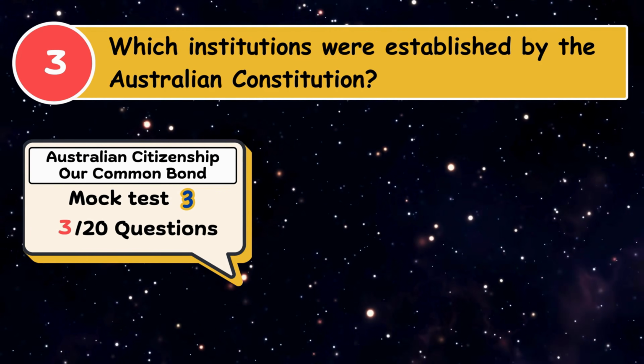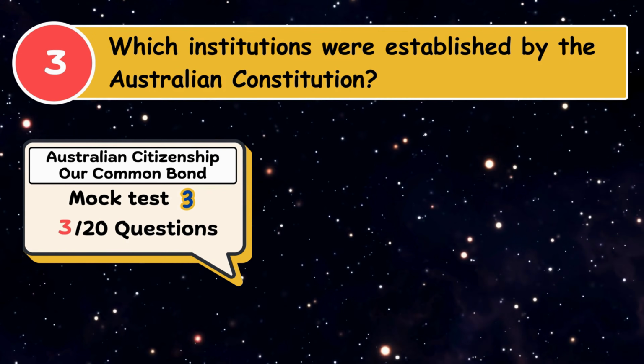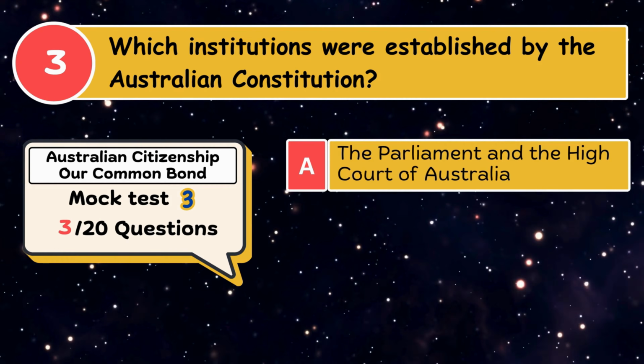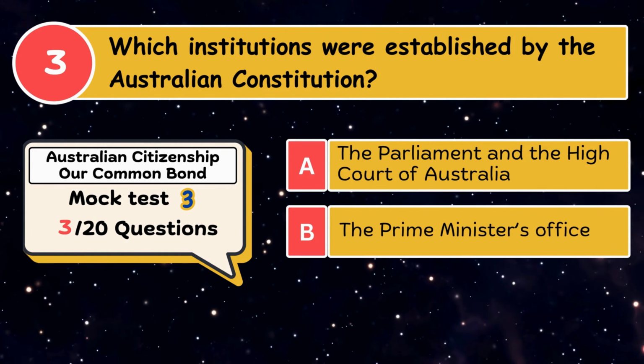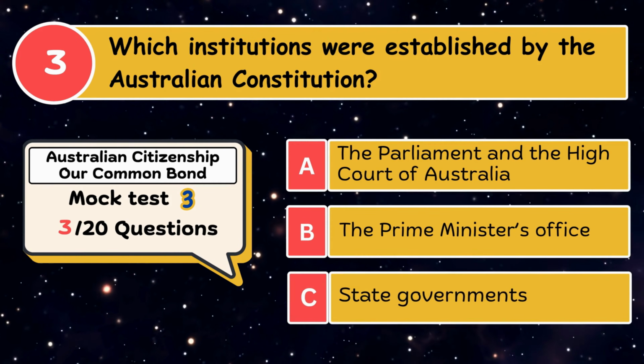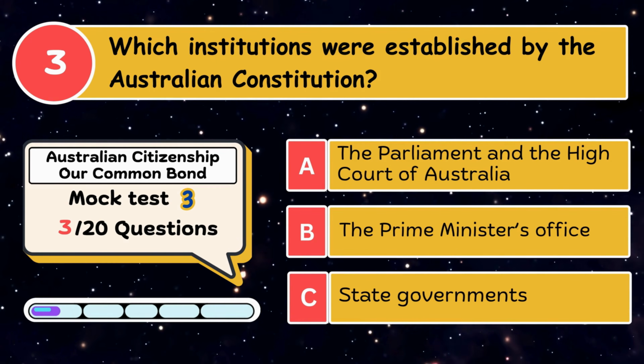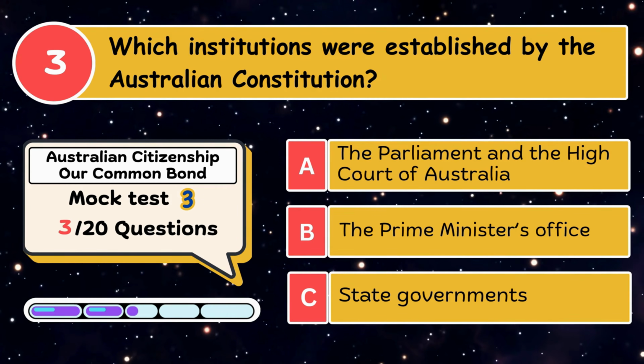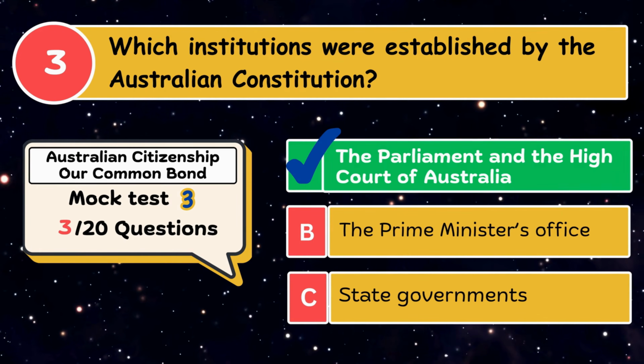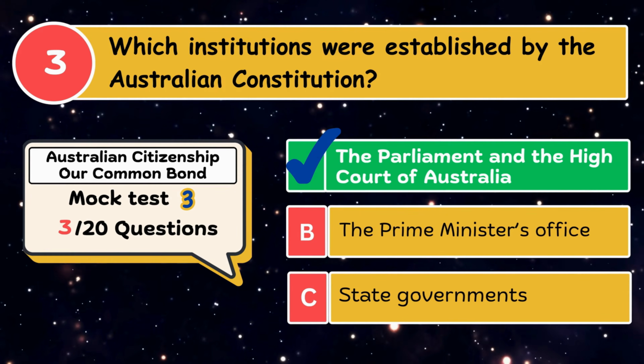Which institutions were established by the Australian Constitution? A. The Parliament and the High Court of Australia. B. The Prime Minister's Office. C. State governments. The correct answer is the Parliament and the High Court of Australia.